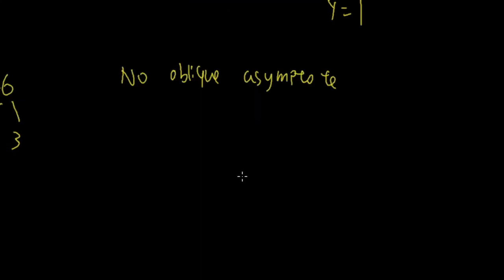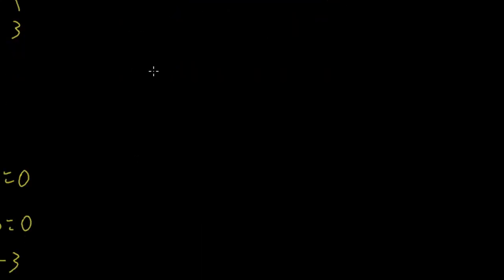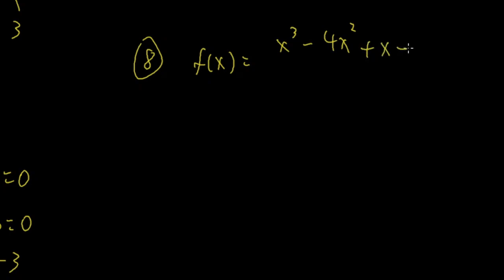Okay, next example. Example A. Let's say f of x equals x cubed minus 4x squared plus x plus 6 divided by x minus 1. I think we should factor the numerator first, to see if we can cancel anything out here.